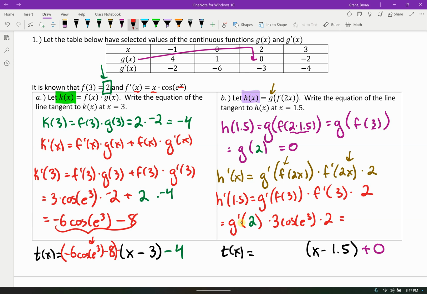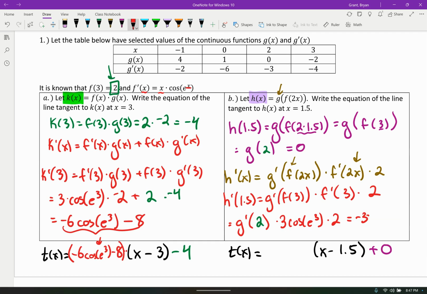So continuing to clean this up, g prime of 2 is negative 3. So we have negative 3 times, and I'm going to go ahead and multiply these together. So times 6 cosine of e cubed. And hopefully you can see that negative 3 times 6 will give you negative 18 cosine of e cubed. Now we don't need an extra set of parentheses here because this is all multiplying, but if it makes you happy, you can throw that extra set in. And I think we're good for the day. You could, of course, leave off the plus 0 too.